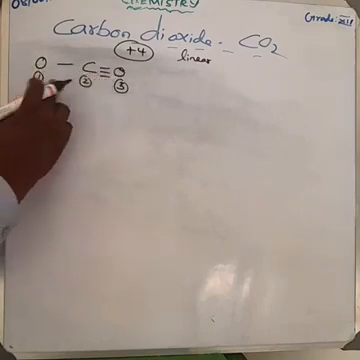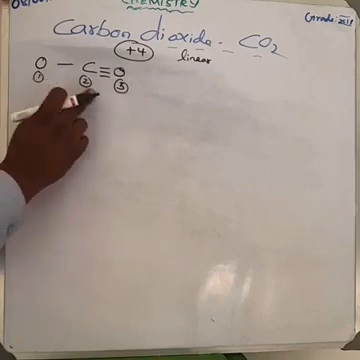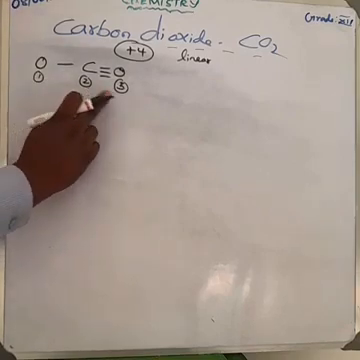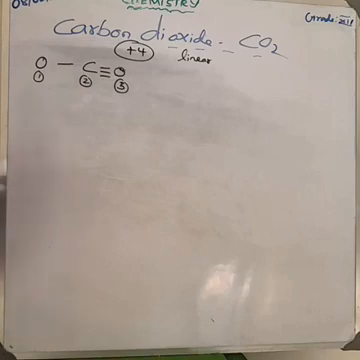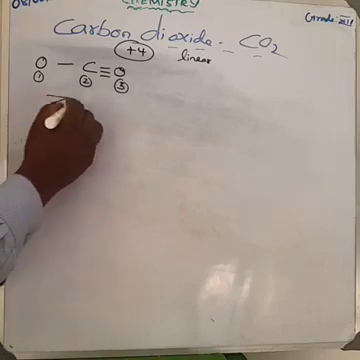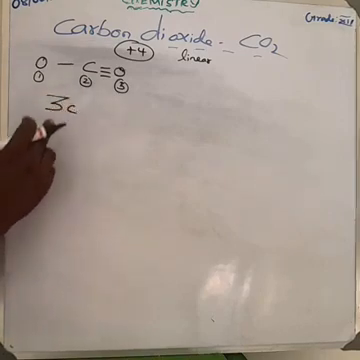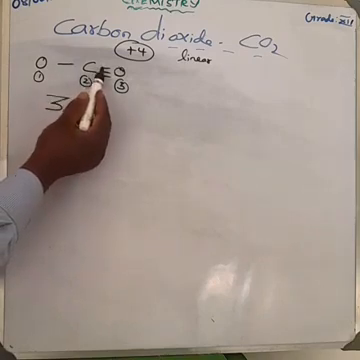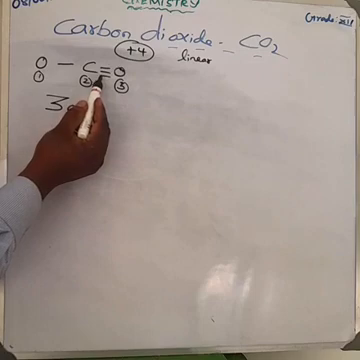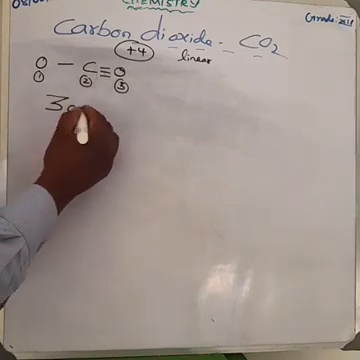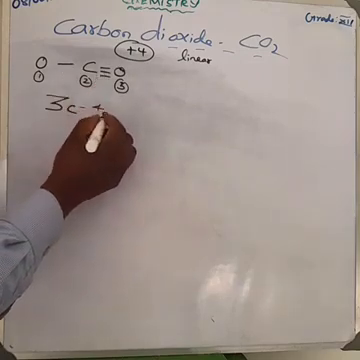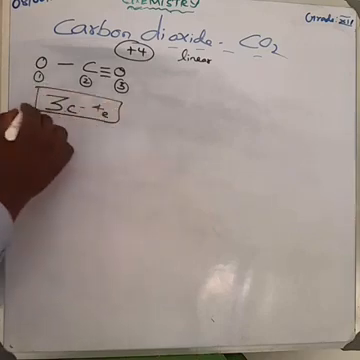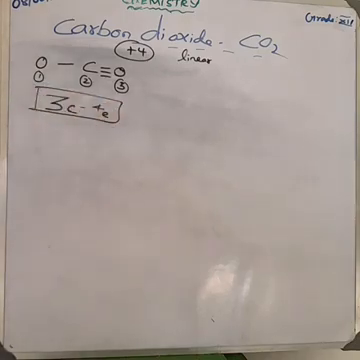So how many centers are there? Oxygen is the first center, carbon is the second center, and the next oxygen is the third center. So there are 3 centers. How many electron bonds? 1 bond, 2 bond, 3 bond, so we say 1, 2, 3, 4: a 4 electron bond, covering all the 3 atoms, oxygen, carbon, oxygen.